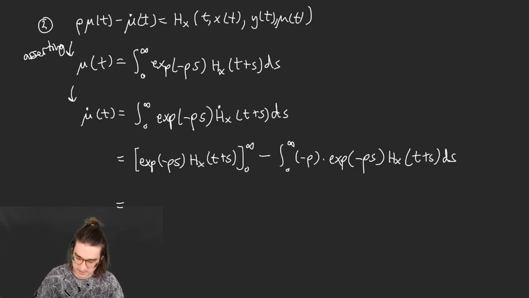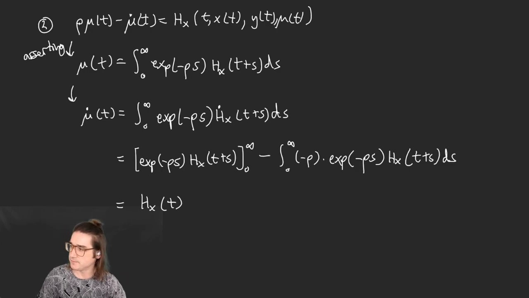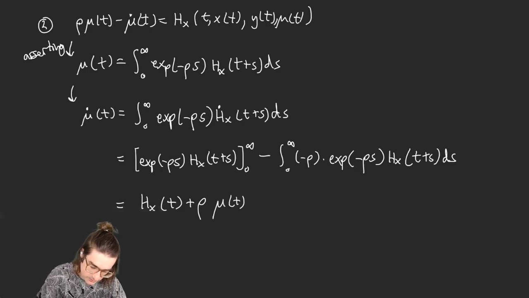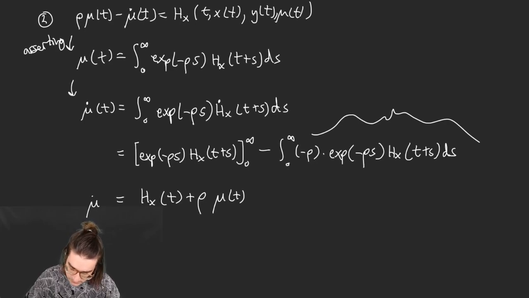Then at zero, that's nicer. The exponential term is just one, and so we get hx of t. That's friendly. And then the second term, you're going to get plus rho times that integral, e to the minus rho s h of x, that's mu of t. So you're going to get plus rho mu of t. This whole thing in here, absent the rho, with the integral is mu. And so then you just have plus rho times mu of t, and this is mu dot of t. So we've now gone the other direction.